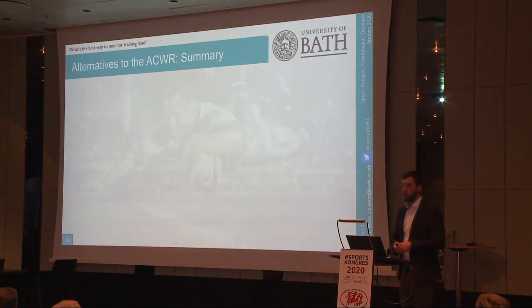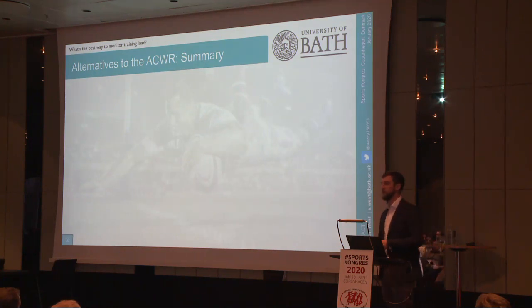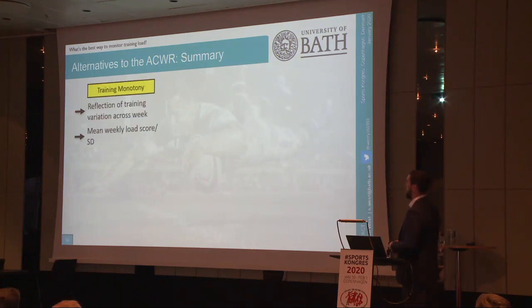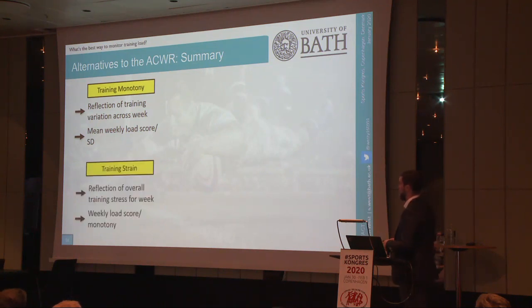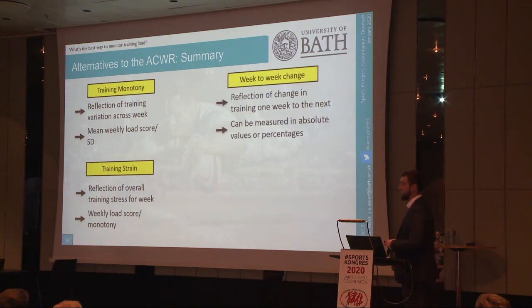So as I mentioned, there are alternatives to the acute chronic workload ratio. We don't have to use that. Some of those are training monotony, which is kind of a reflection of training variation. So as opposed to the acute chronic where it's tracking for big spikes, this is kind of telling you whether you're actually getting any adaptation because it's just the same thing over and over, and whether that's good for an athlete or not. We've got things like training strain, week-to-week change, so that can be monitored as an absolute measure from week to week in whatever metric that you're looking at, so high-speed running, total distance, session RPE, or whatever, or it can be measured as a percentage change.